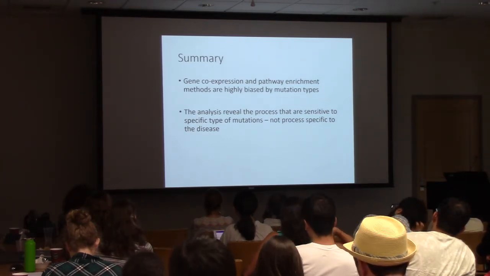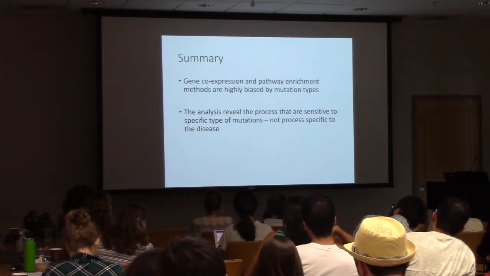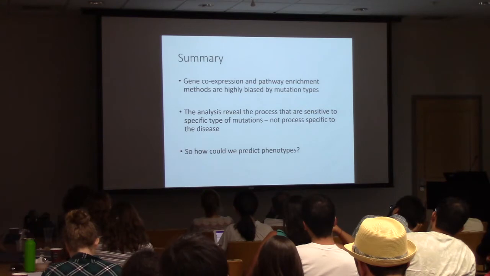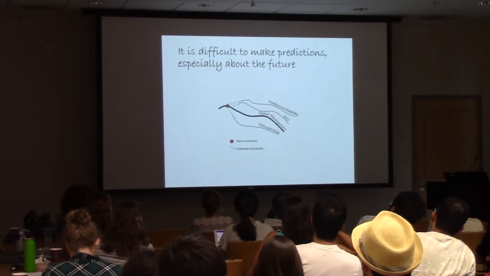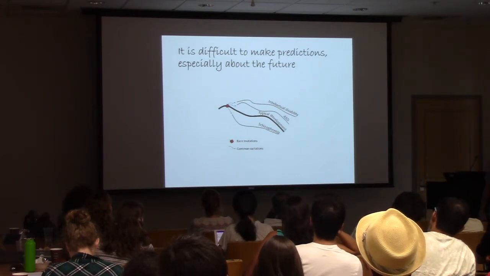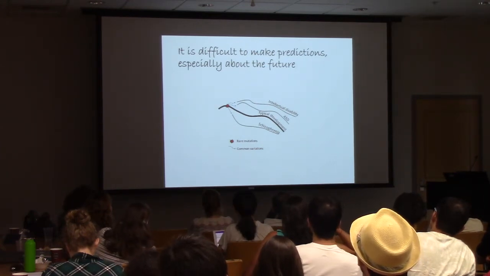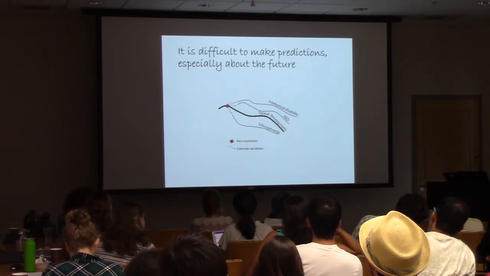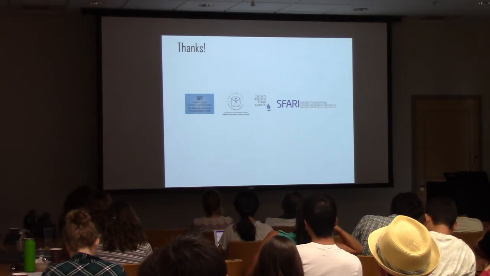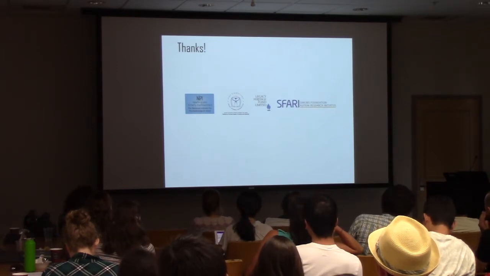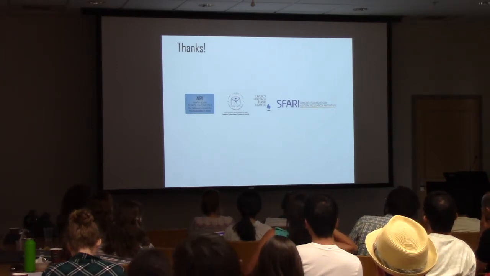And this is a bit problematic for people who want to understand the underlying biology of disorders. How could we predict phenotypes if we don't have pathways? I don't know. I think it's very difficult. Maybe the combination of rare variants and common variants. But because I don't have time, I'll just thank you for your attention and thank the funders.